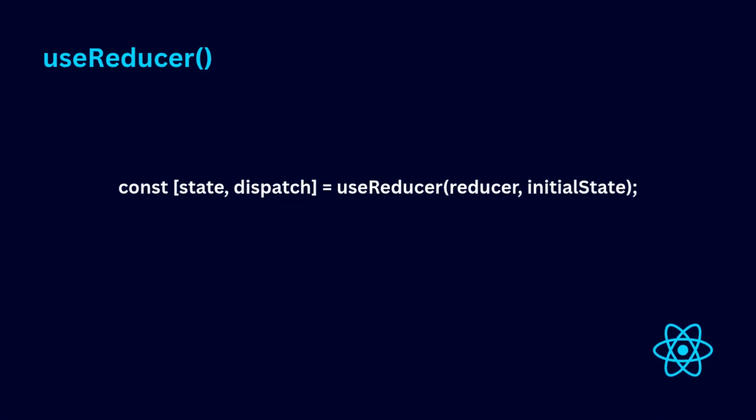This is the signature. Here, state is the current state snapshot. Dispatch action triggers a state transition. Reducer(state, action) is a pure function returning the next state.